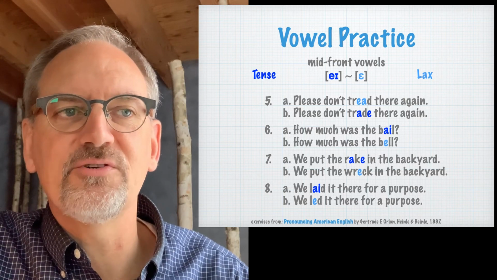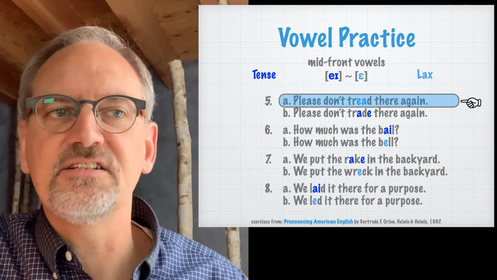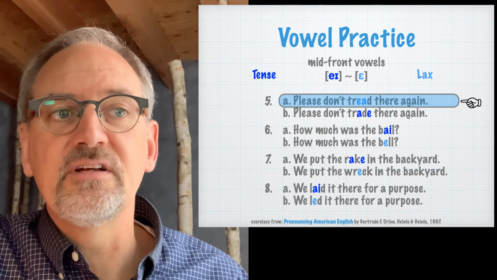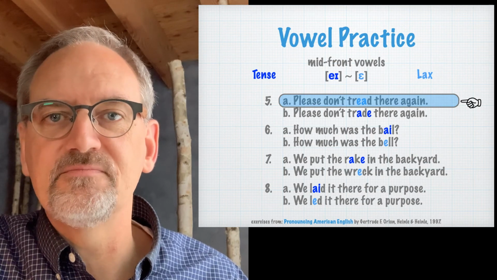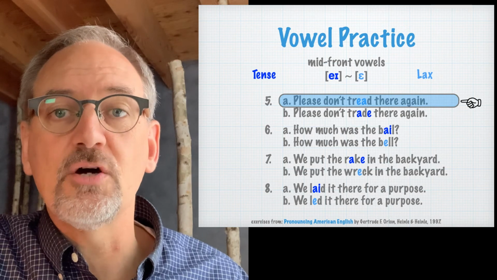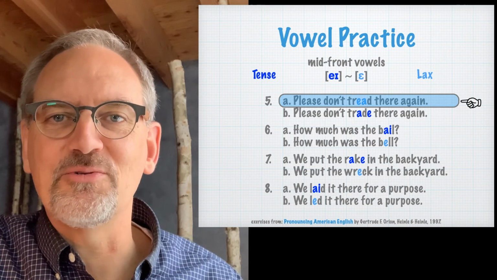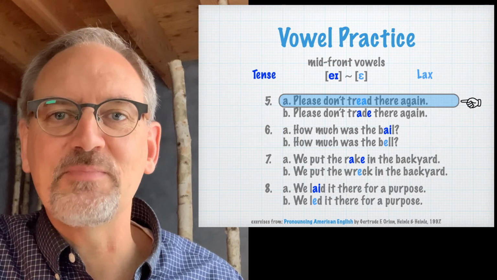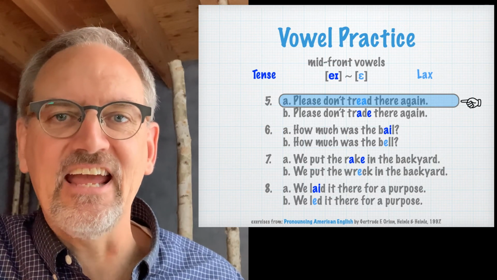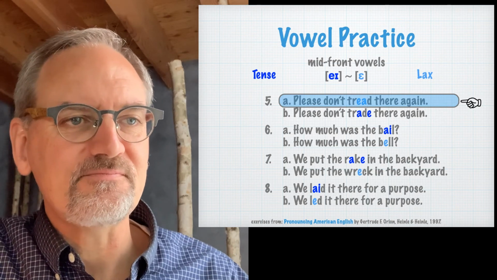Okay, let's check. So in 5A, I said, please don't tread there again, right? The A sentence. That's different from please don't trade there again. Tread, trade. Right? This was please don't tread there again. Here it doesn't really follow the rule I said a moment ago. It's spelled with 2 letters, E-A, but pronounced E, a lax vowel.